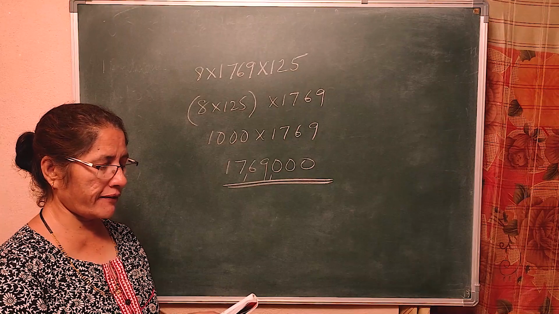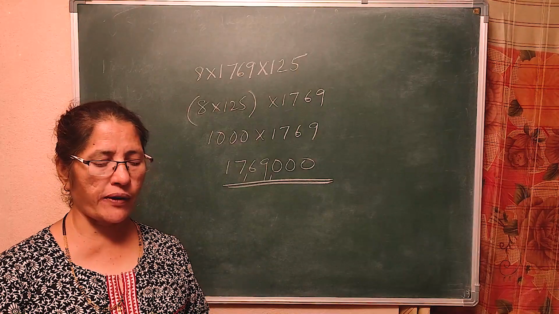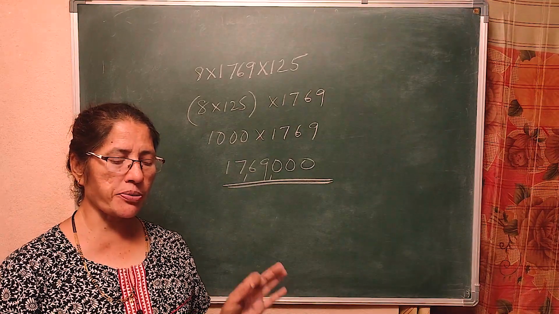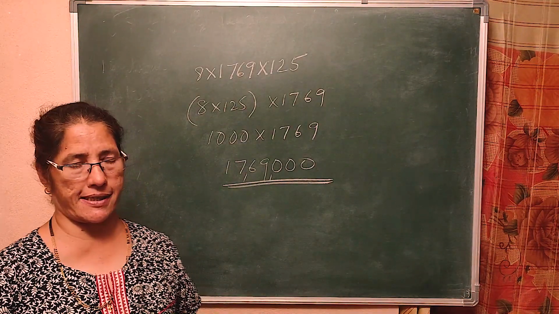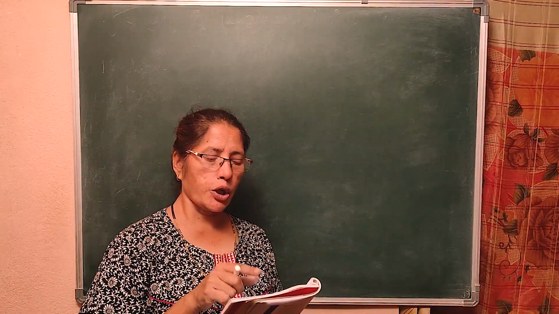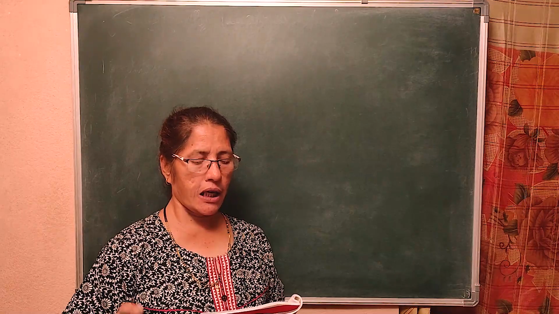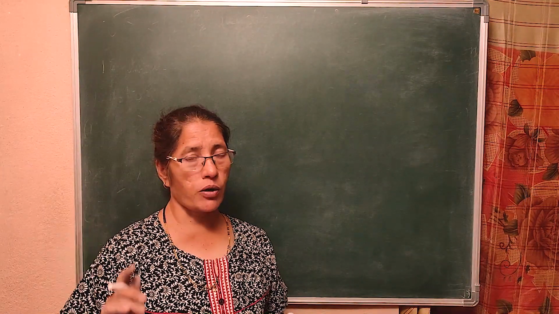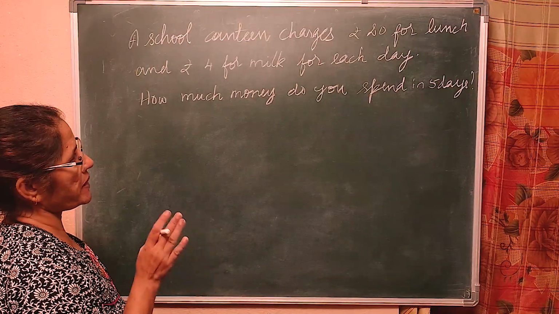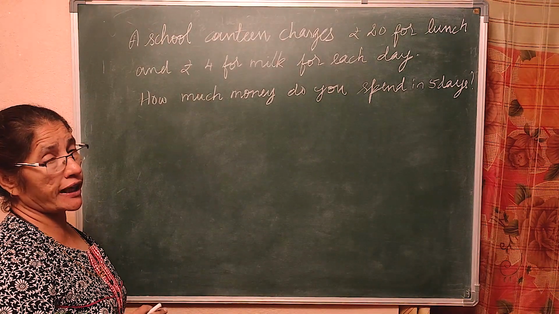What is example 5? Can you look at that? The school canteen charges rupees 20 for lunch and rupees 4 for milk for each day. How much money do you spend in 5 days on these things? The question is like this. The school canteen charges rupees 20 for lunch and rupees 4 for milk for each day. How much money do you spend in 5 days? What is the statement you can write down? You have to write down the statements. How will you write down the statement?